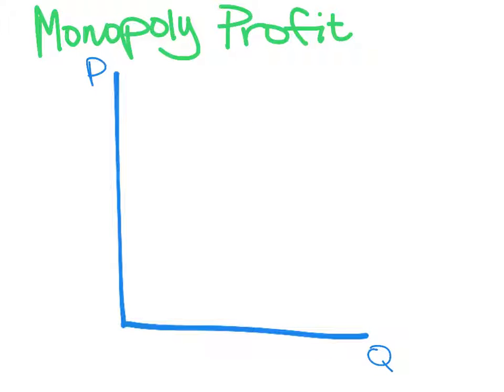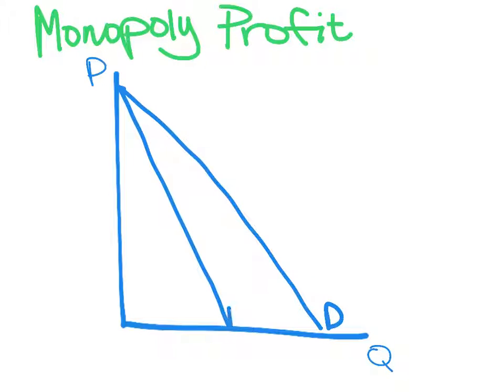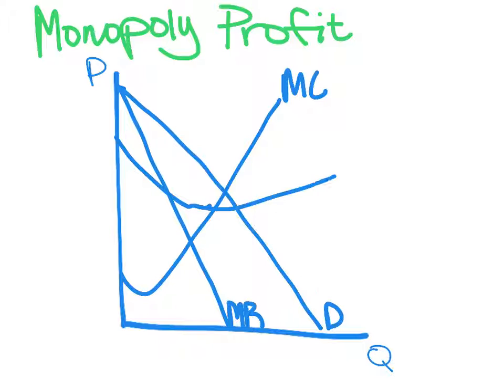Alright, so when graphing monopoly, you've got your basic curves: your demand curve, your marginal revenue curve, your marginal cost curve that looks like a Nike sign, and then your average total cost curve, which is going to depict whether your monopoly is making a profit or a loss, or zero profit.